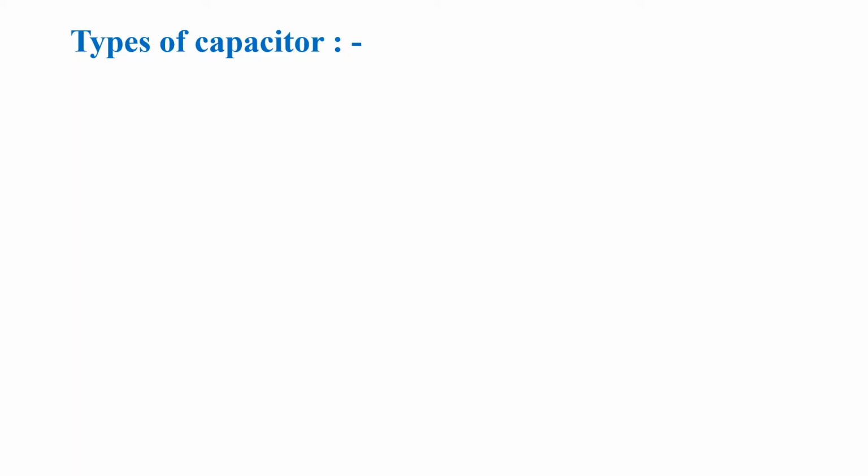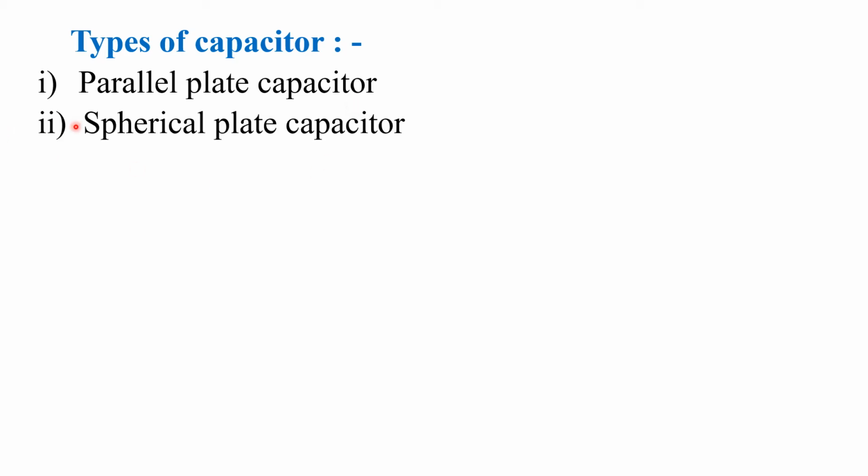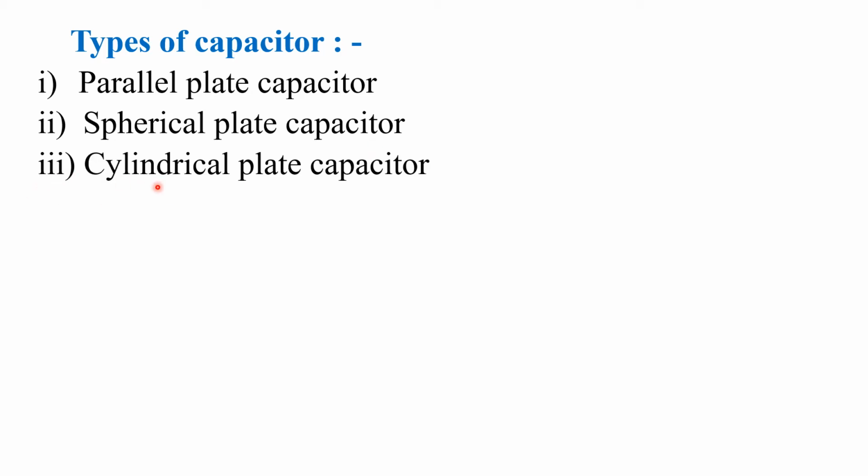What are the types of capacitor? The first is the parallel plate capacitor: two plates kept parallel to each other with sufficient distance. Second, the spherical plate capacitor, and third is the cylindrical plate capacitor. So these are three types of capacitor.